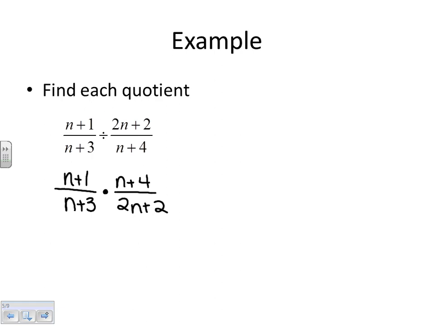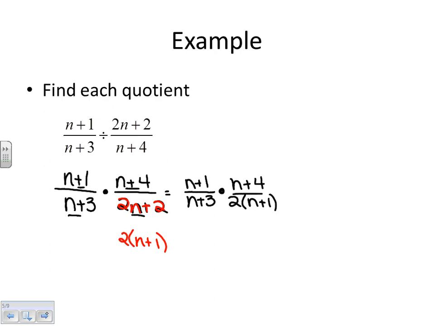Okay, now with polynomials, before we start cross-simplifying and all that, we want to make sure that we have every little piece simplified. Okay, so do you see anything that's kind of staring at you in the face that needs to be simplified? Well, I see this 2n plus 2. I know that I can factor out a greatest common factor of 2 as 2 times n plus 1. And everything else is in simplest form. So I'm going to rewrite this real quick as n plus 1 over n plus 3 times n plus 4 over 2 times n plus 1.